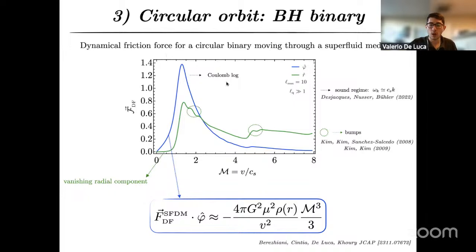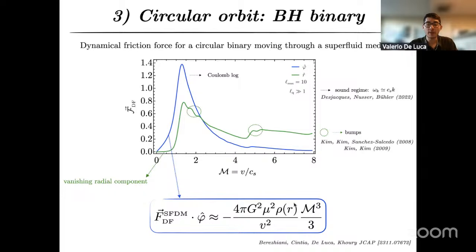On the other hand, the blue line shows the force in the tangential direction, which is characterized by the usual Coulomb log. And in the subsonic regime, which is the one of main interest for us, you can approximate this force through the following analytical expression. So the force depends on the mass mu of the perturber, which is moving through the superfluid, on the velocity with which it moves, on the density of the environment, and on the Mach number itself.